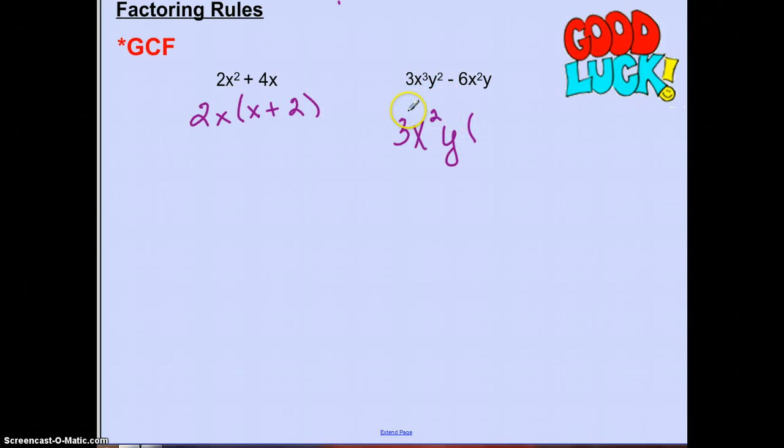So 3 divided by 3 would be 1. X cubed divided by x squared would leave me x. Y squared divided by y leaves me y to the first power. Over here, negative 6 divided by 3 leaves me negative 2. X squared divided by x squared cancels out. Y divided by y also cancels out. So what I have, after I factor, is 3x squared y times, in parentheses, xy minus 2.